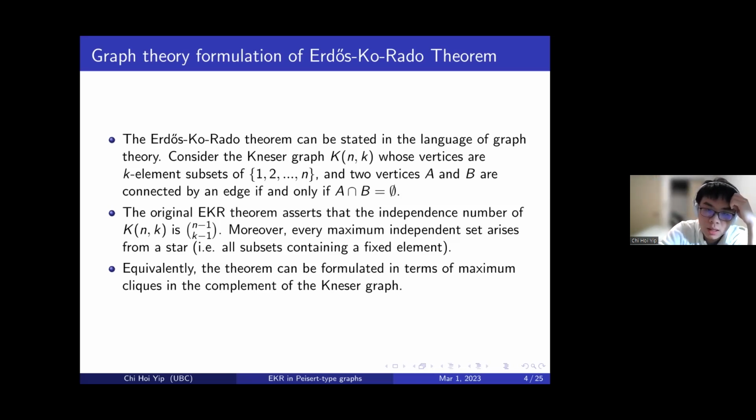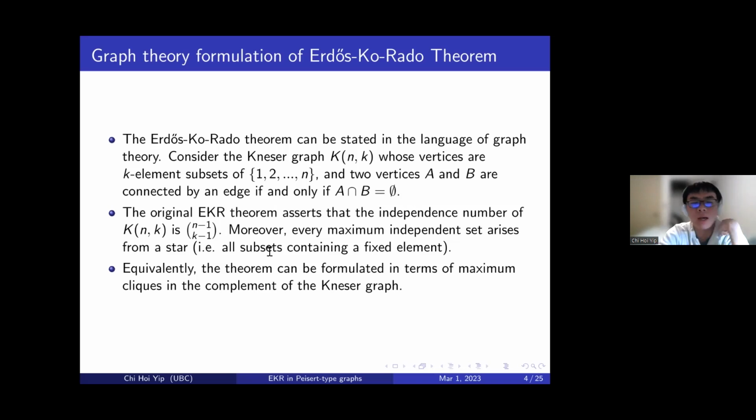So the idea is that we can define the so-called Kneser graph, where the vertices are k-element subsets of the first n integers, and we draw an edge between two vertices if their intersection is empty. And then basically intersecting families become independent sets in this graph. So the Erdős–Ko–Rado theorem says that the independence number of this Kneser graph is given by this binomial coefficient. And also all maximum independent sets must be given by those stars, or those canonical intersecting families.